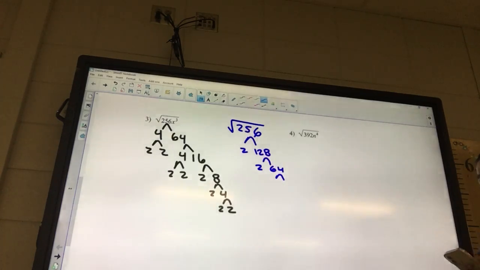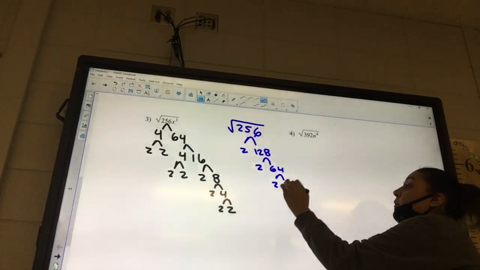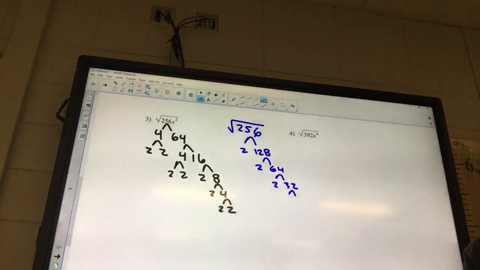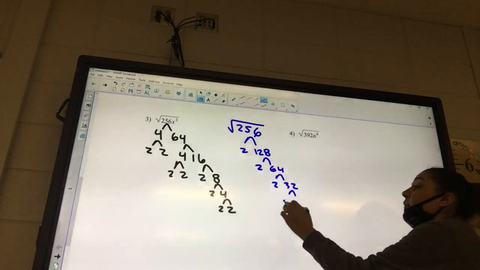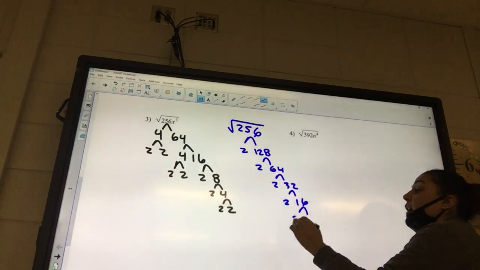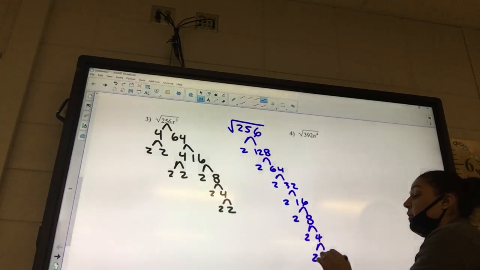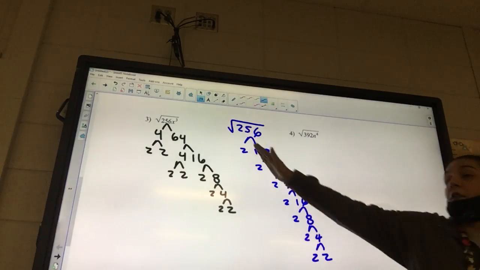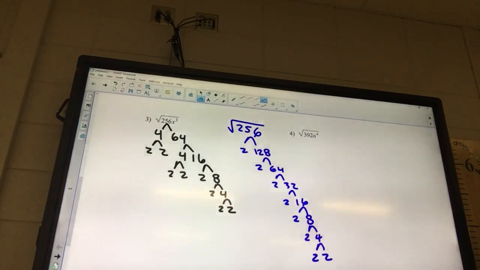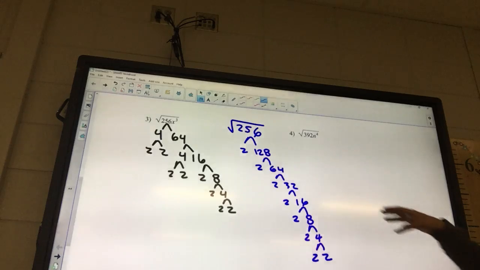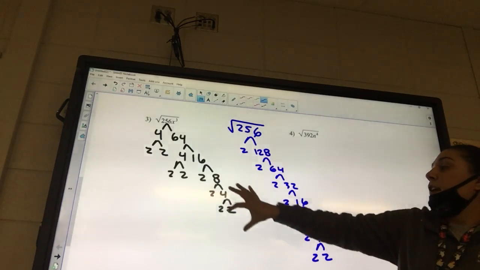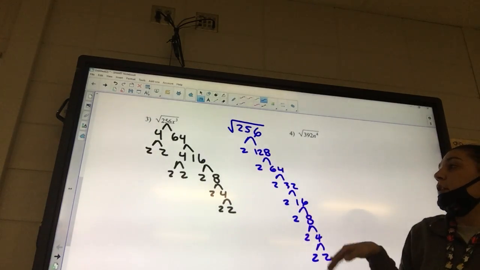64 divided by 2 is 2 and 32. 32 divided by 2 is 16. Divided by 2 is 8. Divided by 2 is 4. Divided by 2. See how all my 2's just go straight down? It's a lot easier if you just divide every single number by 2. If it doesn't go by 2, then you're going to have to do it by 3 or by 5, whatever. But it's not as much to look at and search for if they're kind of in a row.